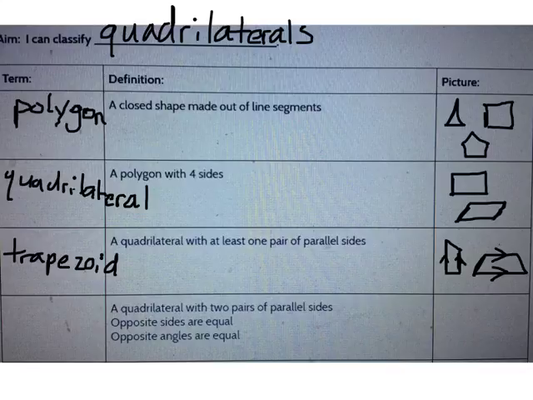Sometimes we'll have a quadrilateral where both pairs of opposite sides are parallel. That's called a parallelogram.